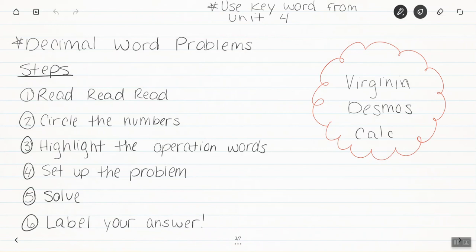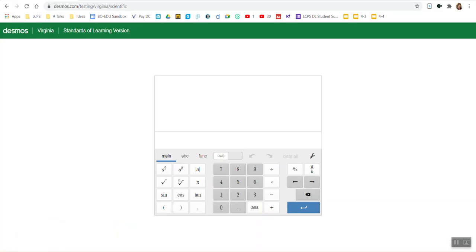So we are going to use the Virginia Desmos calculator. If you just type Virginia Desmos calculator into the Google search bar, you'll find it. It looks like this, and it should have that little Virginia word in the corner. It's not really a logo. But I recommend you bookmark this.